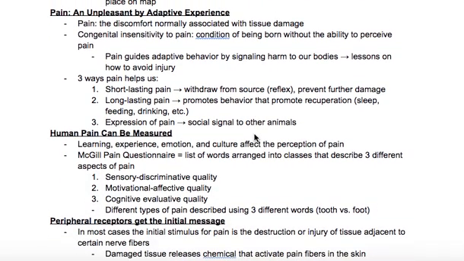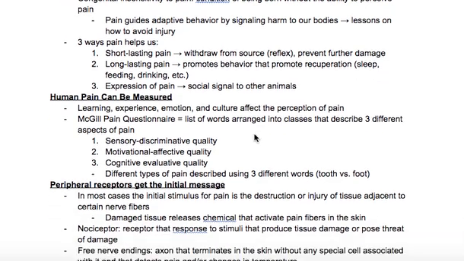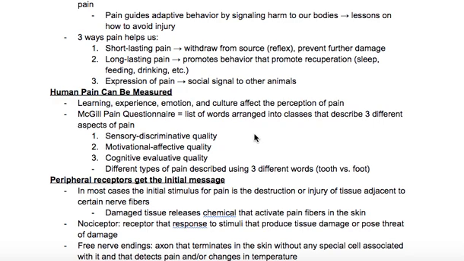Next section is Pain Is an Unpleasant but Adaptive Experience. Pain is, by definition, the discomfort that's normally associated with tissue damage, and the disease in which people are born without the ability to perceive pain is called congenital insensitivity to pain. From the study of this, we've gained insight into the benefits of pain. It guides adaptive behavior by signaling harm to our bodies, and it gives us lessons on how to avoid injury.